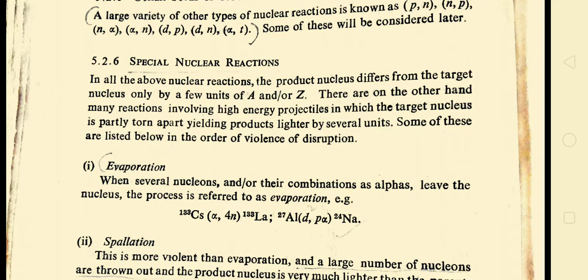And the first one is evaporation. In evaporation, when the projectile hits the target nucleus, more than one ejectile particle is emitted from the nucleus. Here is an example, the transformation of cesium to lanthanum. 133, here the mass number remains the same, but the alpha particles are the projectile. 4 neutrons are emitted from the target nucleus. In the case of aluminium to sodium, a deuteron is the projectile and a proton and alpha particles are emitted from the nucleus.